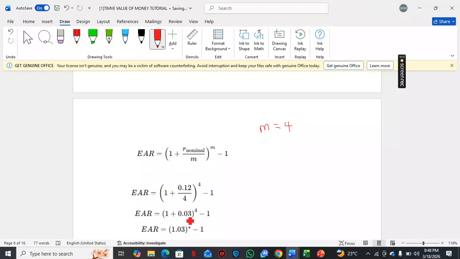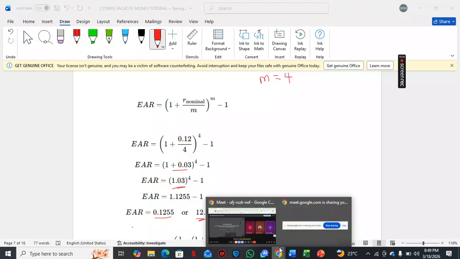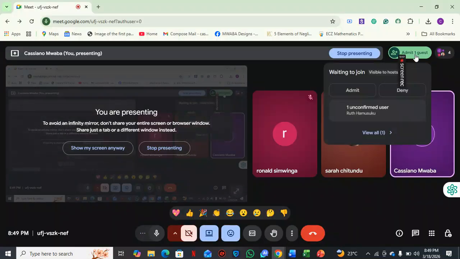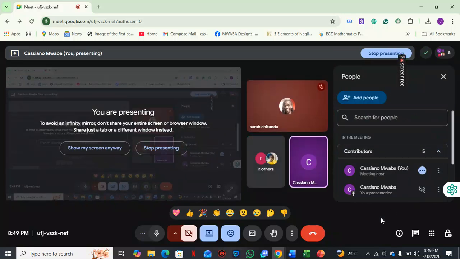0.12 divided by 4, 0.03. 1 plus 0.03, you get 1.03 to the power 4. 1.03 to the power 4, you get 1.1255. Minus 1, 0.1255, or 12.55%. So we've annualized the quarterly discounting.